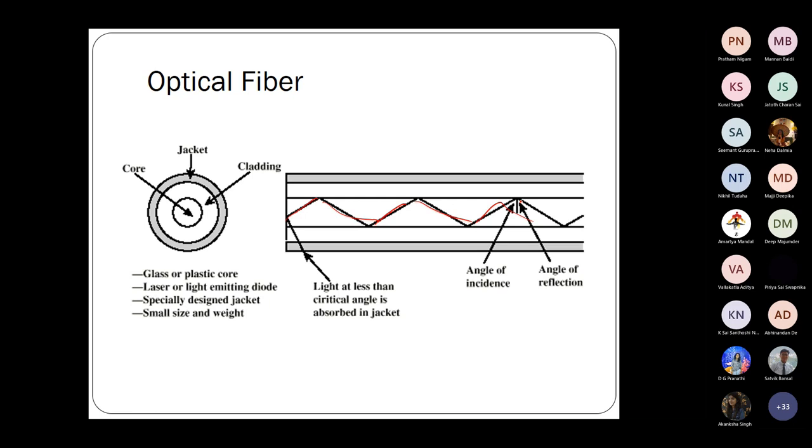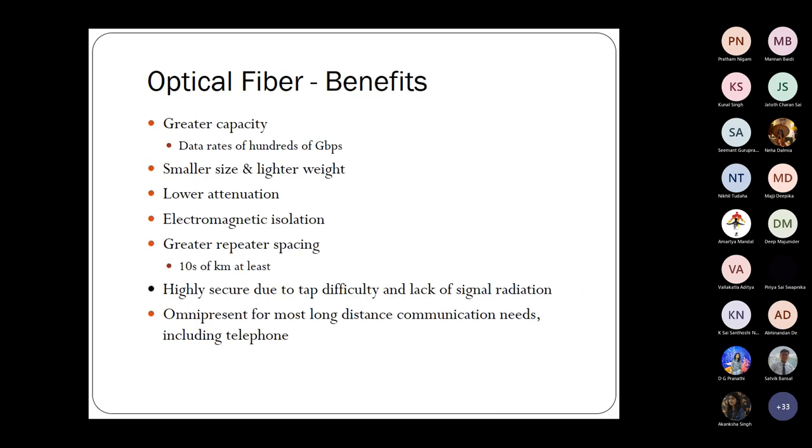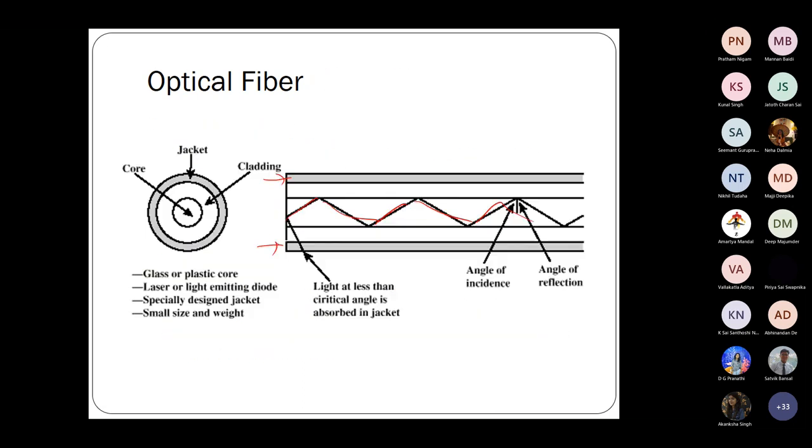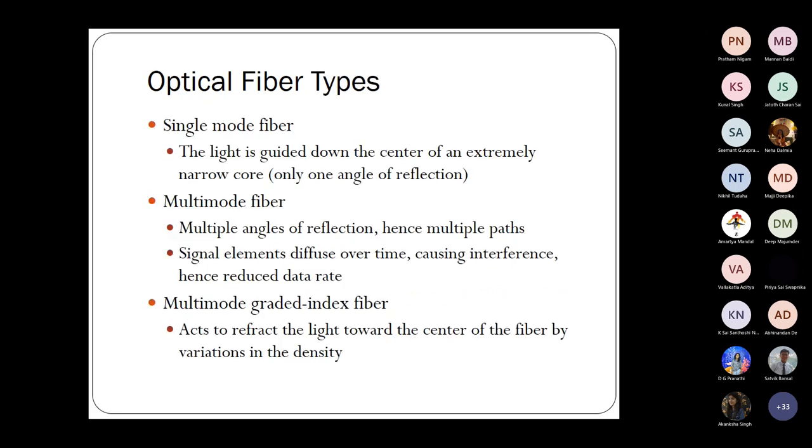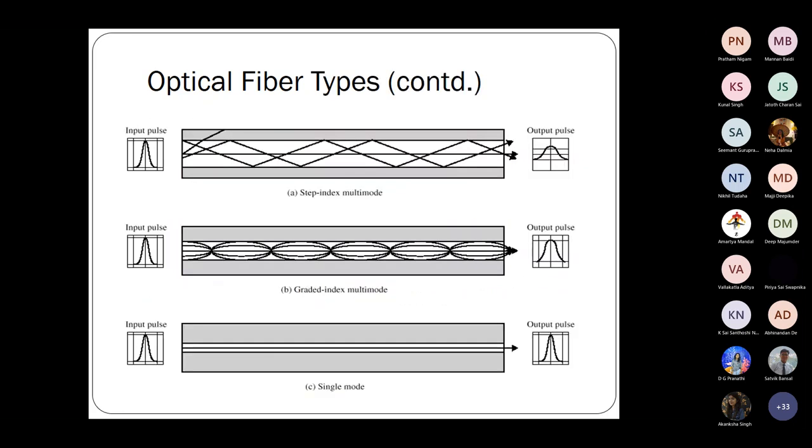This gets internally reflected. So the glass and plastic core, laser or light emitting diode on one side, and then you have a jacket specially designed on top of this to protect the thing. So externally it will look like a thin wire with just a plastic coating. But then, I'll come back to that.